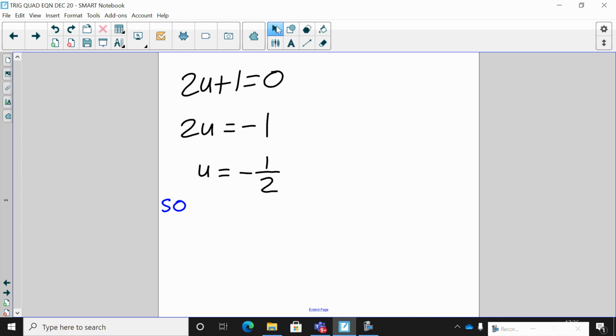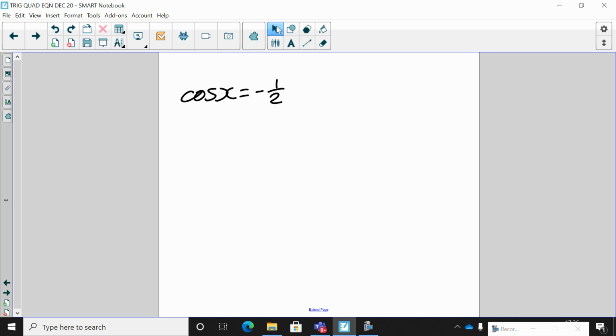We use u as a substitute, because we know that u is really cos x. It's -1/2. Right, this is us. We're back in the trig world. Okay, cos x equals -1/2. So let's go all sine tan cos.